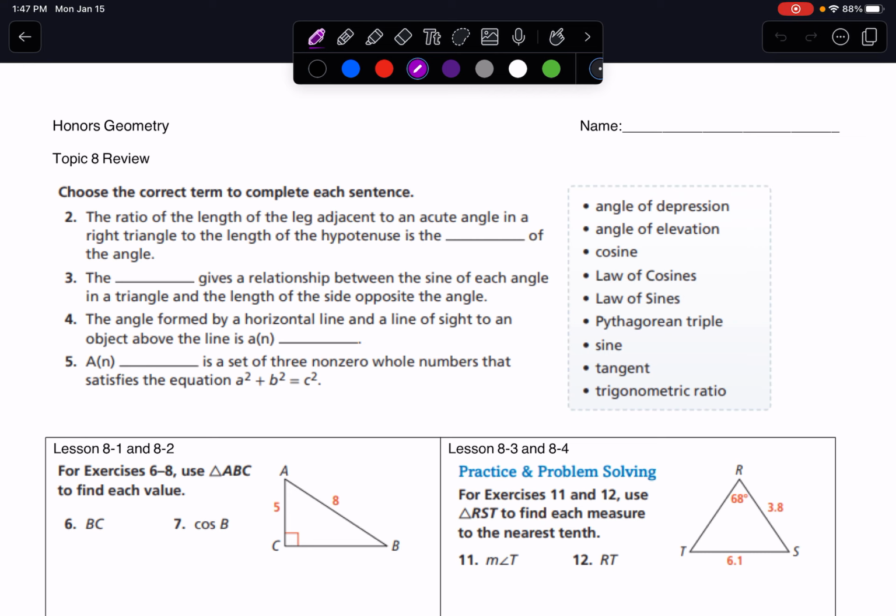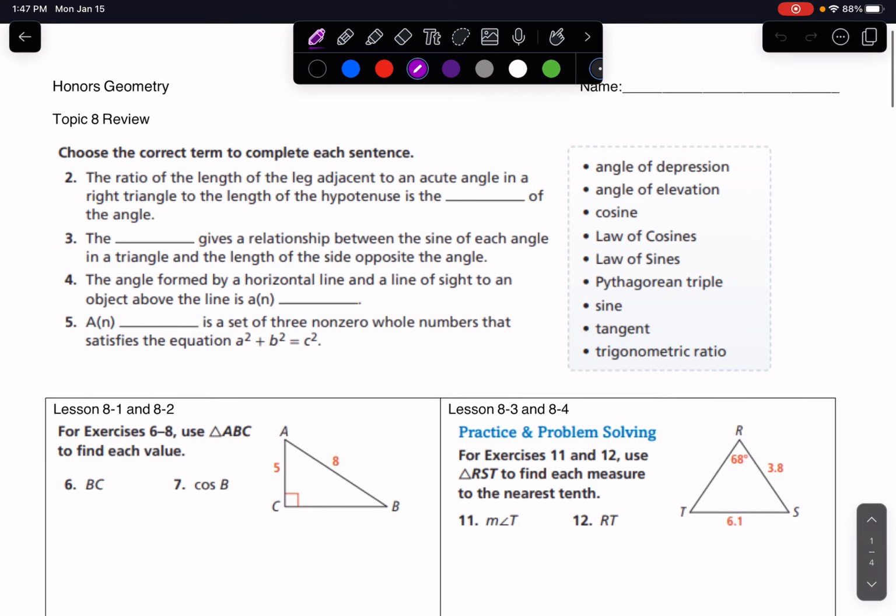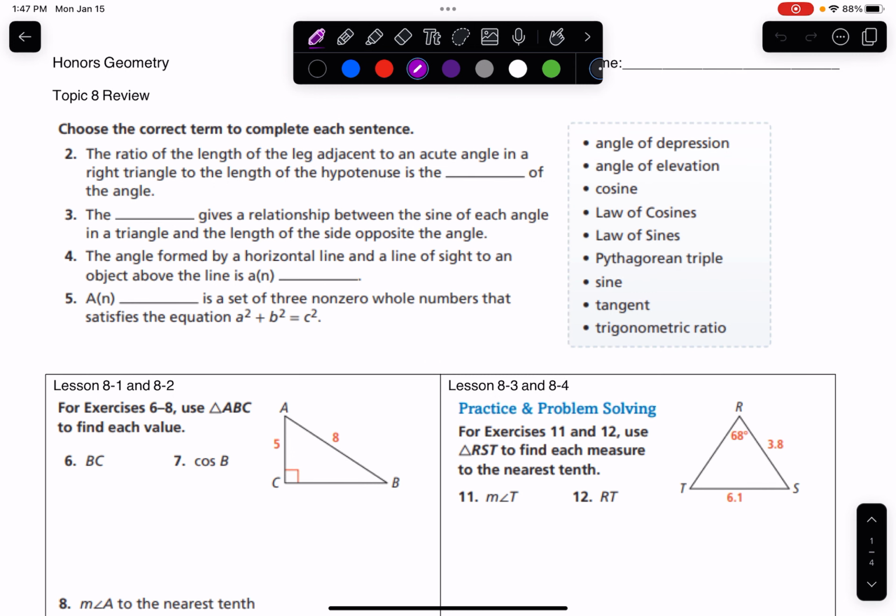Starting with number 2 here, the ratio of the length of the leg adjacent to an acute angle in a right triangle and the length of the hypotenuse is adjacent over hypotenuse. That's the cosine of the angle. Number 3, the blank gives a relationship between the sine of each angle in a triangle and the length of the side opposite to the angle. That would be the law of sines.